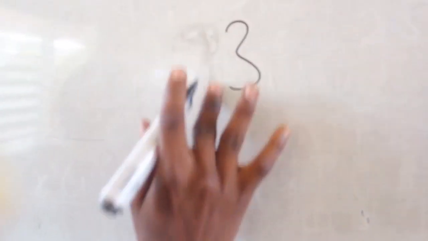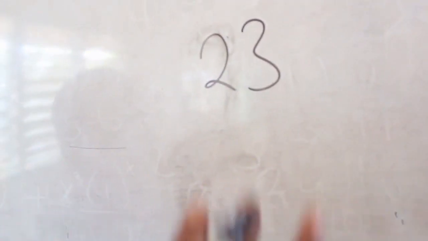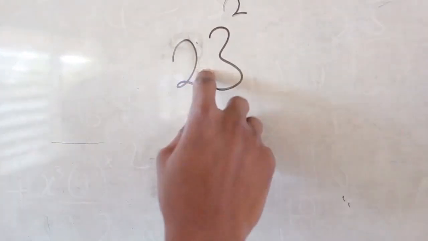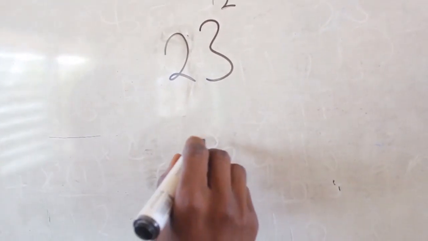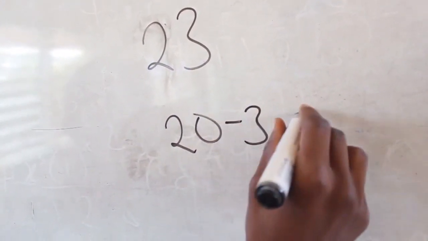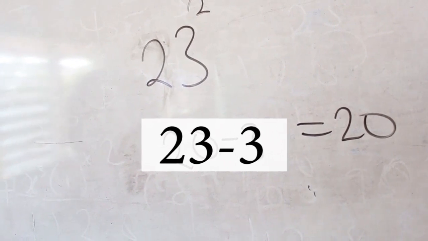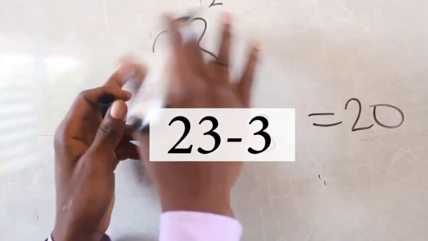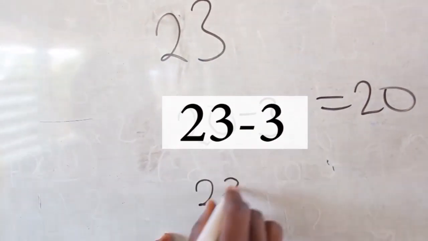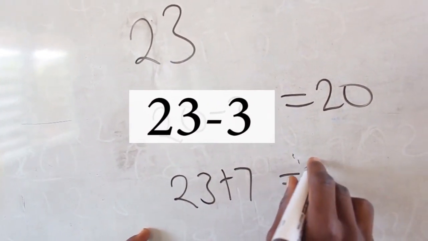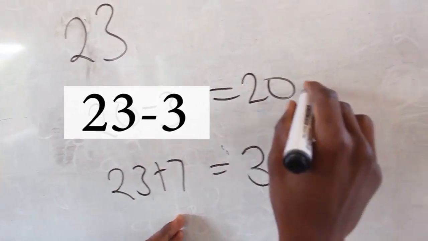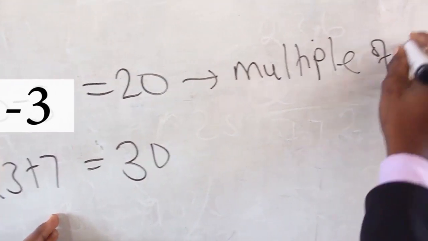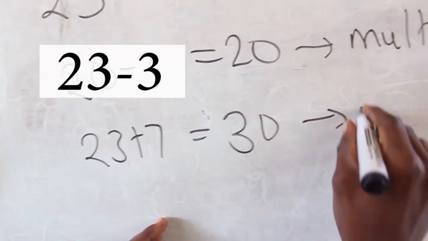So for example, let's say I want to square 23. Now, subtracting 3 from 23 gives us 20. Now let's also consider that we want to get a multiple of 10 by adding 7. We have 23 plus 7, which also gives us 30. They are both multiples of 10.